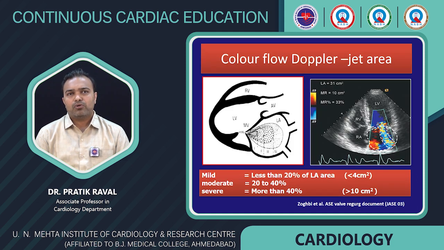So when the color flow area is more than 40% of the total area, the MR is said to be severe. In patients with mild MR, the MR jet occupies less than 20% of the LA area.